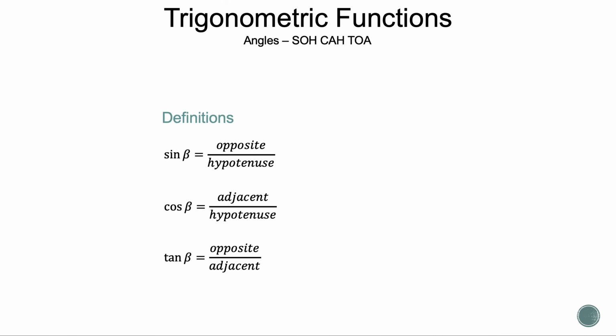Now, let's take a look at the definitions. The first set are the stars of the show. We have sine, cosine, and tangent, where sine is opposite over hypotenuse, and cosine is adjacent over hypotenuse, and tangent is opposite over adjacent.